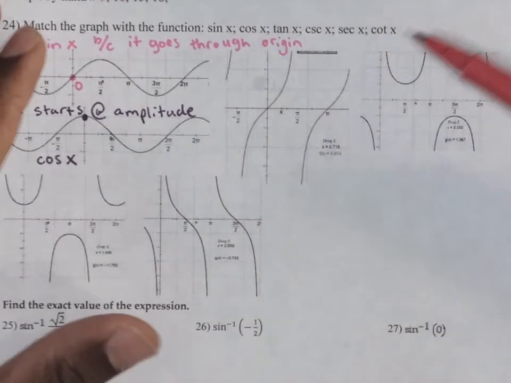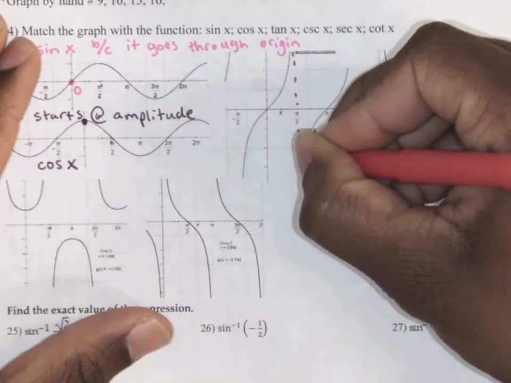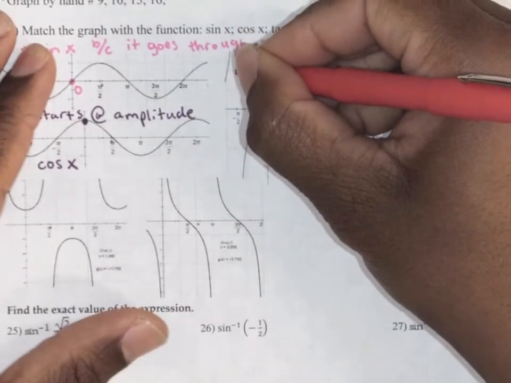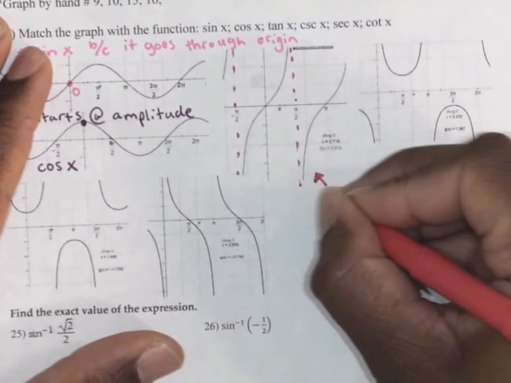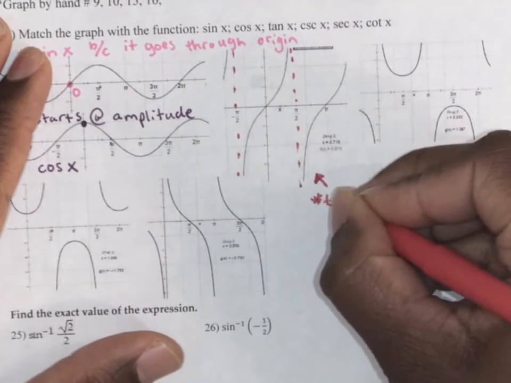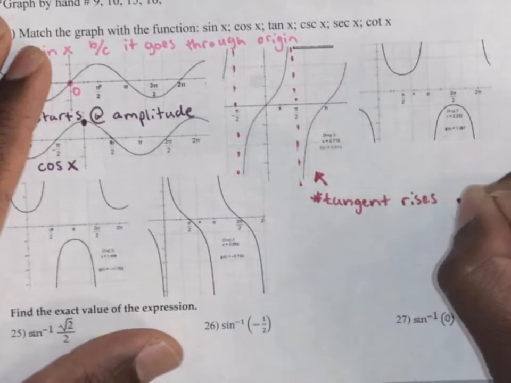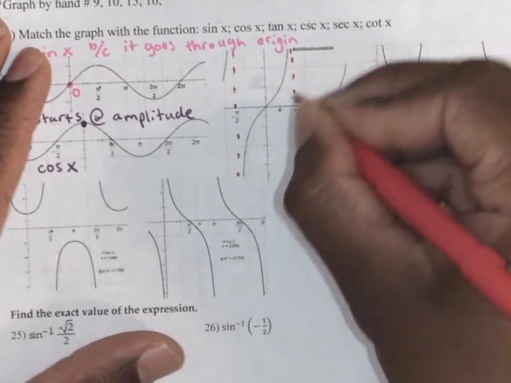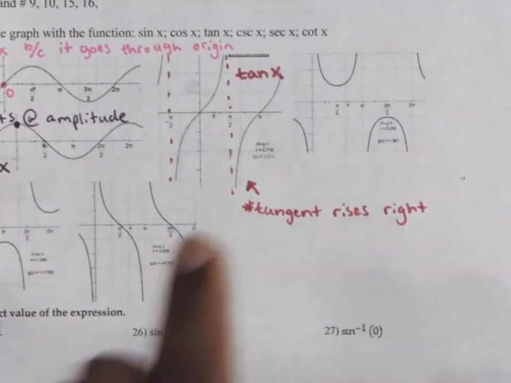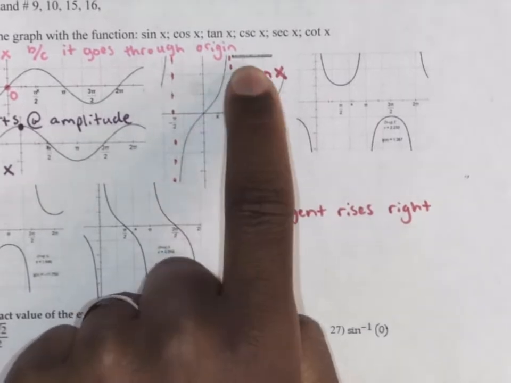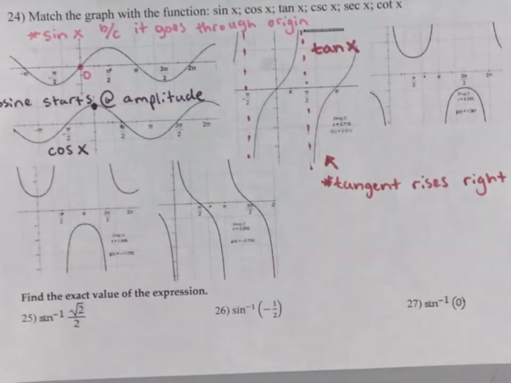and I know that because it's got asymptotes at odd intervals of pi over 2. But more importantly, this one's tangent because tangent rises right. So this one would be tangent of x. And I remember tangent rises right. So if I can remember tangent rises to the right, cotangent falls to the right. So this one would be cotangent.